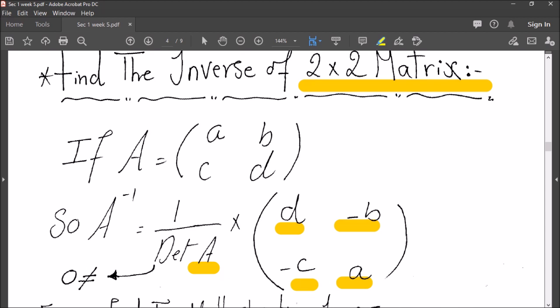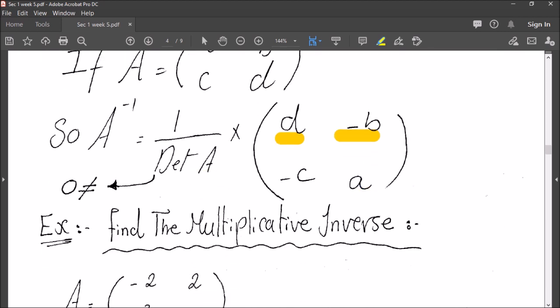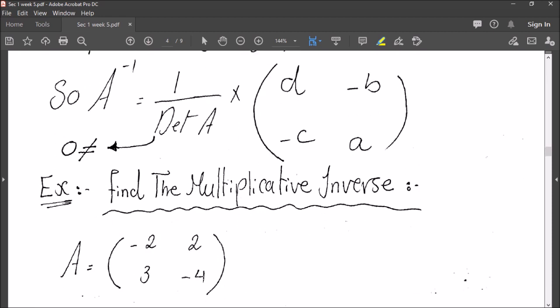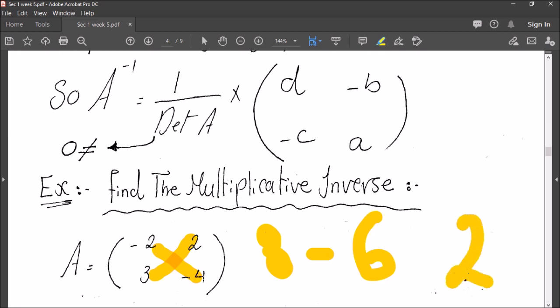Okay, let's move on. Example: find the multiplicative inverse of matrix A. First, we need to calculate the determinant. The determinant is negative 2 multiplied by negative 4 minus 2 multiplied by 3. Negative 2 multiplied by negative 4 is equal to 8, minus 2 multiplied by 3 is equal to 6. 8 minus 6 is equal to 2.